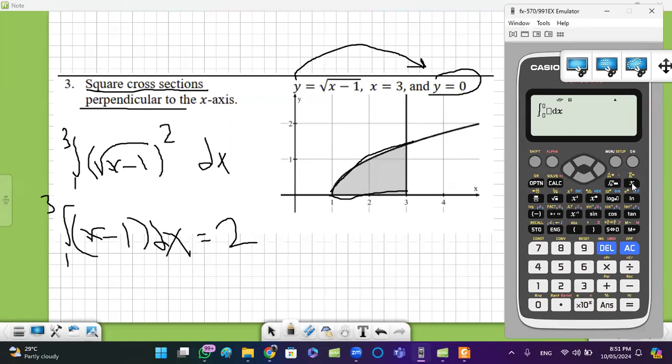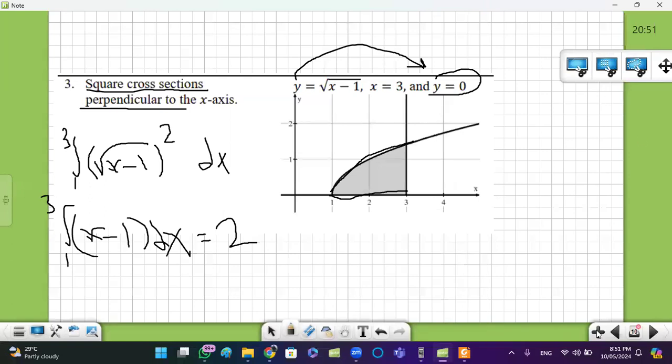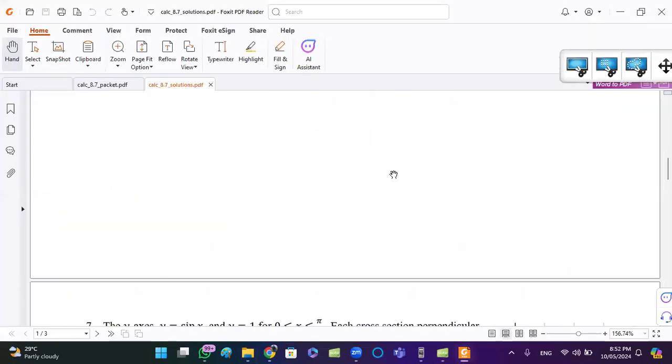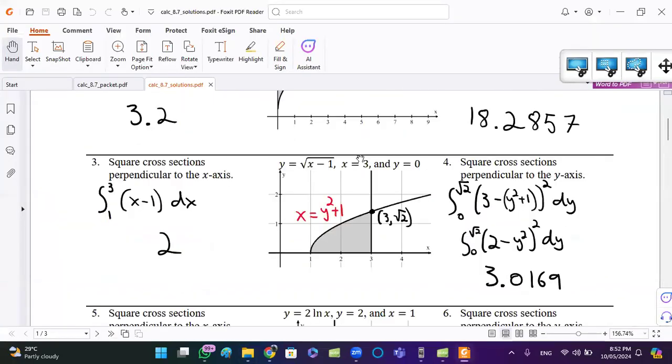Integral x. I will do it with the square root. X, I need to do this first. Square root x minus 1 over 2. 1, 2, 3. It will be 2. I told you. Okay. Let's do. I want to see how he did the solution. 2.